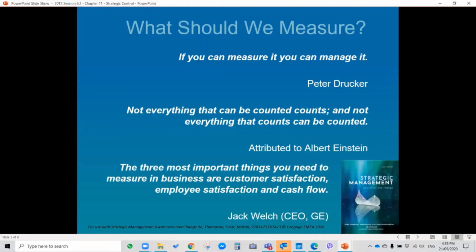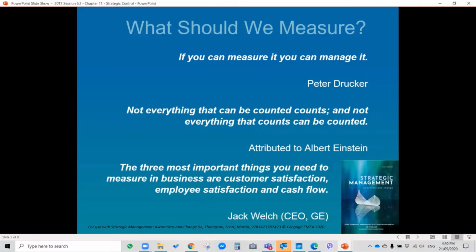Okay, so going back to this, what should we measure? So there are different points of view here. They're not necessarily consistent. Peter Drucker said, he's a famous management guru, if you can measure it, you can manage it. What he's saying is measure, measure, measure, because if you're not measuring it, then you're not actually able to manage it. So that's a good point from Drucker.